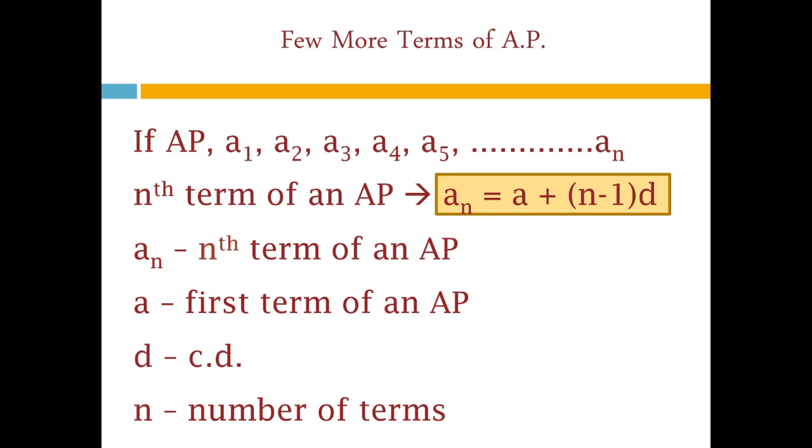Here are few more important terms of AP. If AP is A1, A2, A3, A4, A5 and so on, where A1, A2, A3 are the terms of AP and AN is the nth term of AP, we have one simple formula to find the nth term of AP. AN is equal to A plus n minus 1 into D, where AN stands for the nth term of an AP, A is the first term of an AP, D is the common difference and n is number of terms.